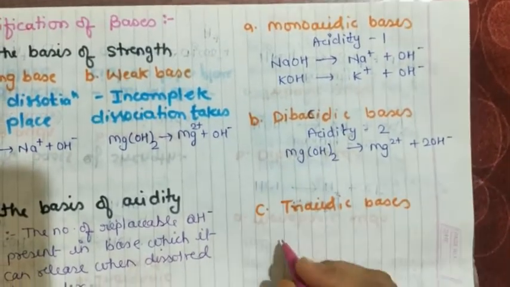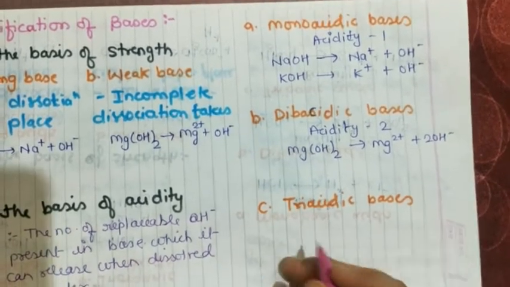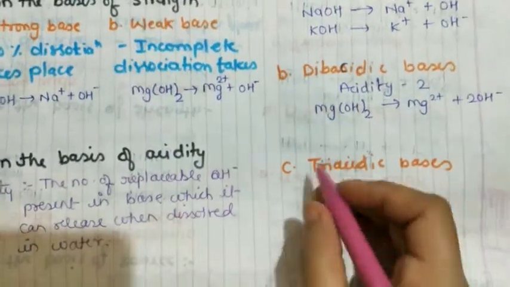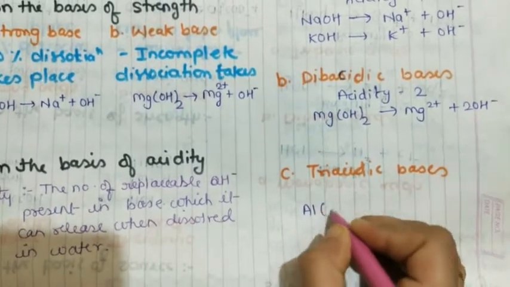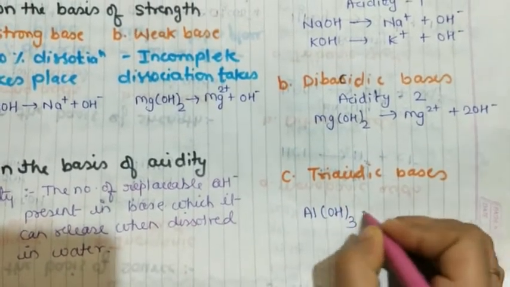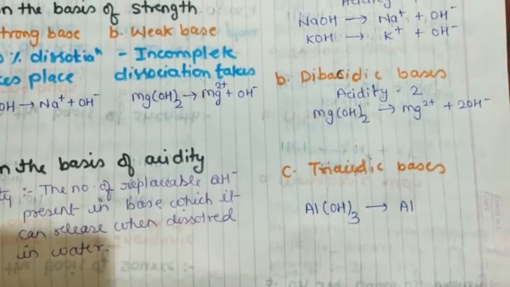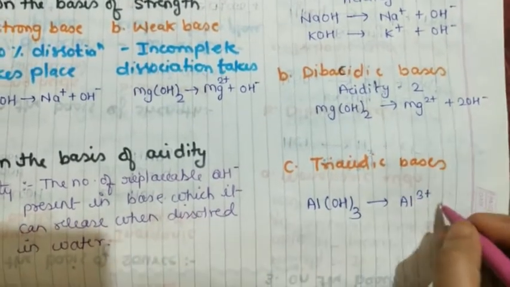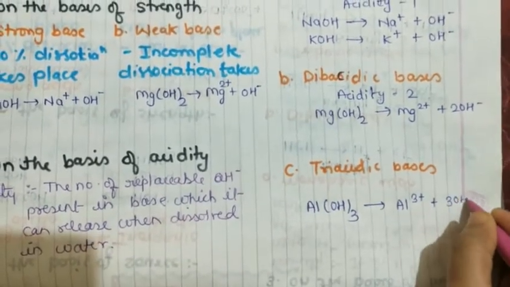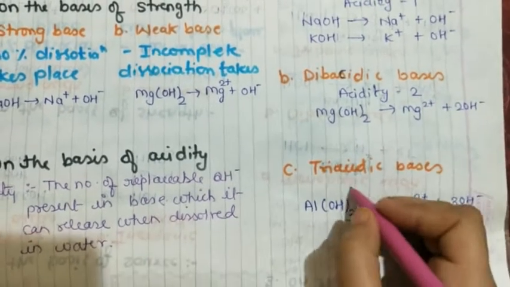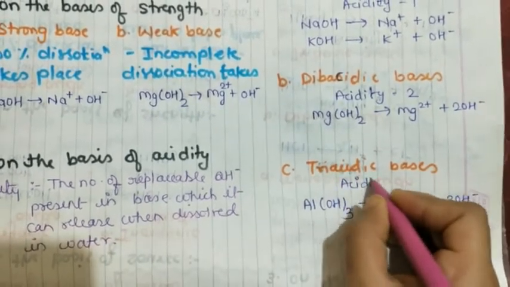And if I talk about the triacidic base, then we can take the example of aluminum hydroxide. What will be the formula? That will be Al3+, and it will be dissociating 3 hydroxyl ions. So what will be the acidity? It will be 3.